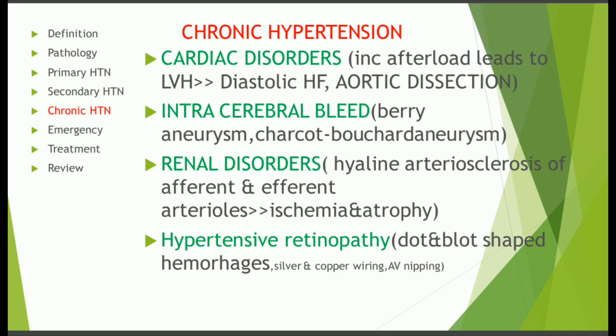Intracerebral bleed. Increased blood pressure results in Berry aneurysms or Charcot-Bouchard aneurysms, which are aneurysms of small vessels. Renal disorder. Hyaline atherosclerosis of afferent and efferent arterioles results in ischemia of the kidney due to decreased renal perfusion and atrophy of the kidney, which may be bilateral or unilateral. Hypertensive retinopathy is characterized by dot and blot-shaped hemorrhages, silver or copper wiring, and arteriovenous nicking.